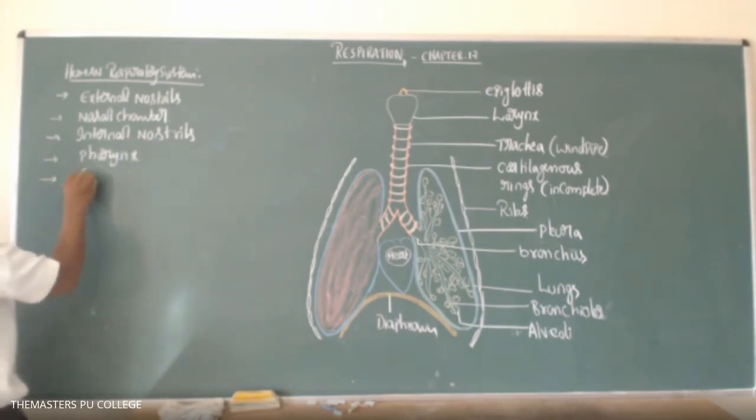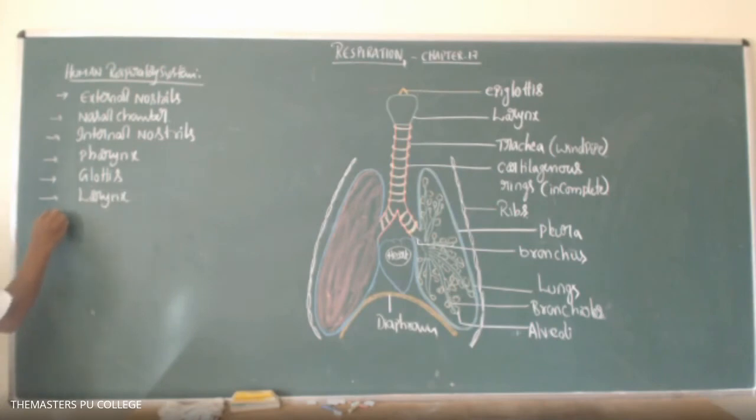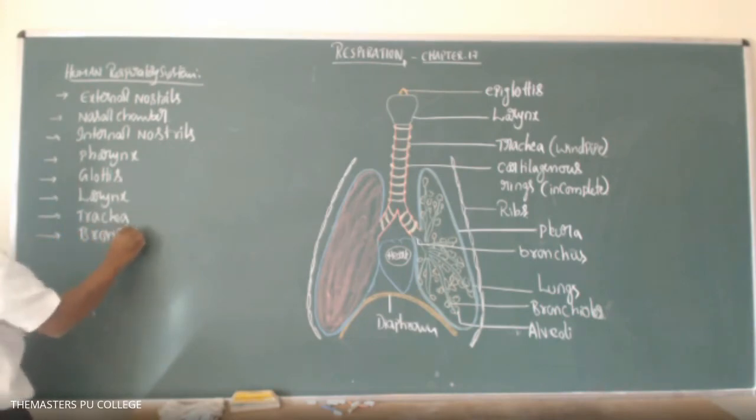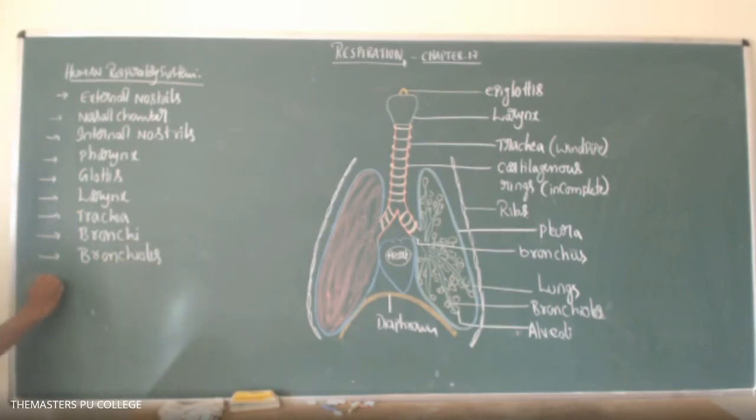Pharynx opens into the glottis. Further leads into the larynx. And opens into the region of the trachea. Trachea divides into bronchi and bronchioles. And finally, alveoli.